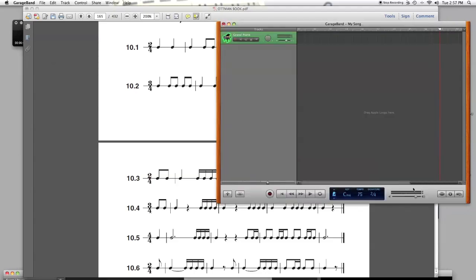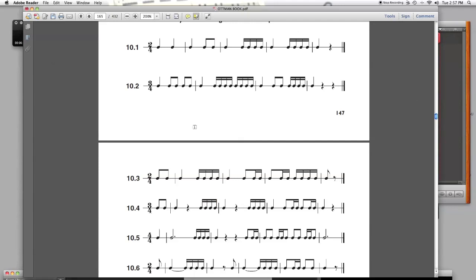So let's try this one in 3/4. Let's keep our tempo. Let's change our time signature to 3/4. Now let's hear. 1, 2, 3. Ta ta ta ta ta ta ta ta ta ta ta ta ta ta ta ta ta ta ta ta ta ta ta.